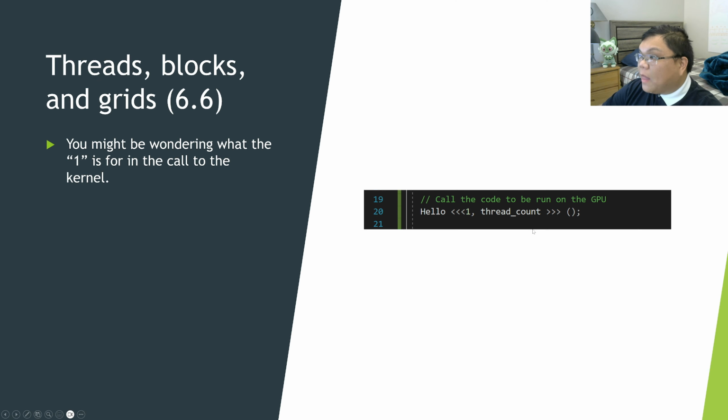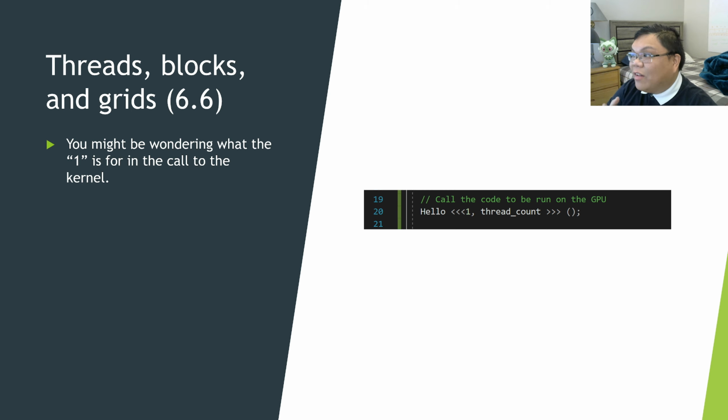So, remember when I called that hello world function and I said, let's set those values to 1 and thread count? What's that 1 for? Well, that tells us how many blocks we want to have. So we specified a thread count, and that means, in the program that we had earlier, we were running the code using 100 threads on one block. You see where this is going?